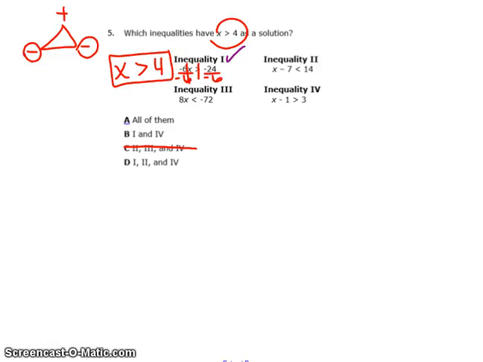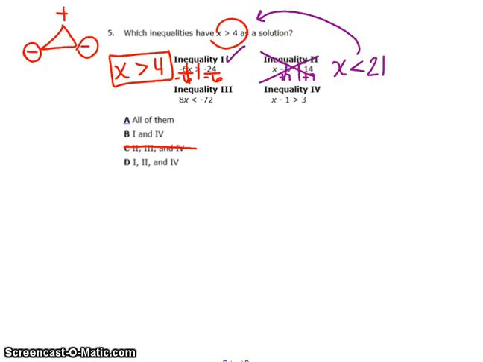So let's go back and look at our next inequality. Our next inequality says x minus 7 is less than 14. So I draw a line through my inequality sign and I do the opposite of minus 7, which is to add 7 to both sides. These cancel, so I'm left with x is less than 14 plus 7, which is 21. So I have to look up here. Does that match? No, that one doesn't match. So I know inequality 2 is not correct.